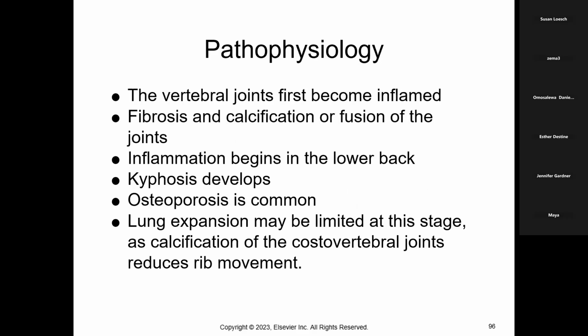So first, the vertebral joints become inflamed. Then, because of fibrosis and calcification, the joints become fused together or fixed together. This causes the person to lose mobility. We'll see inflammation in the lower back around those sacroiliac joints. It can move up the spine and lead to something called a poker back.